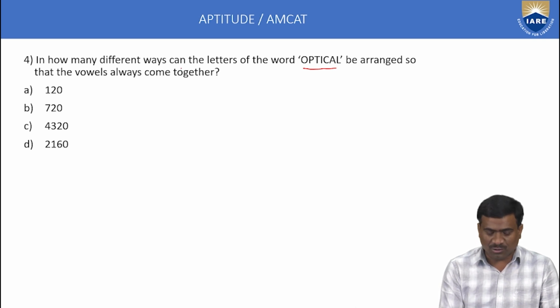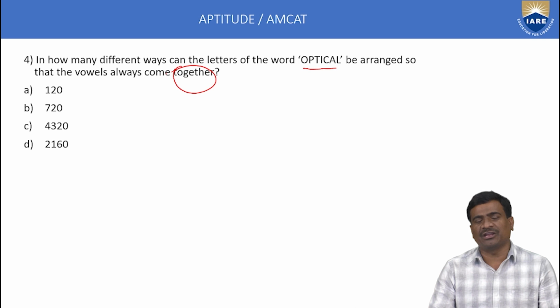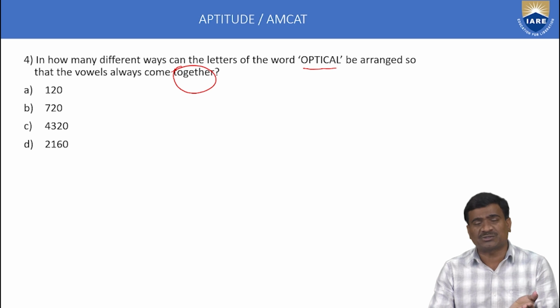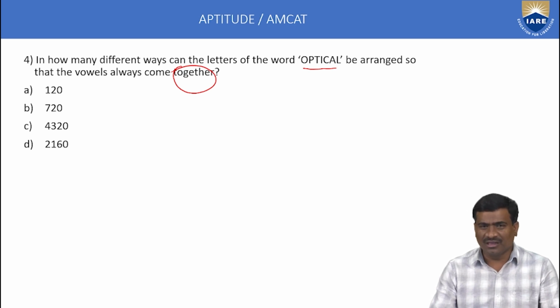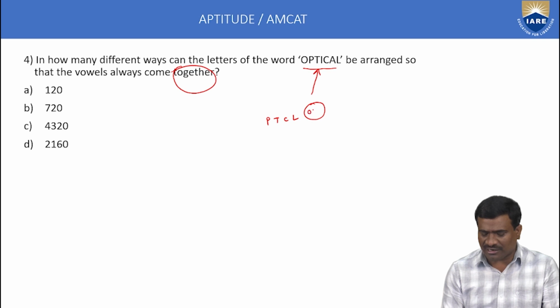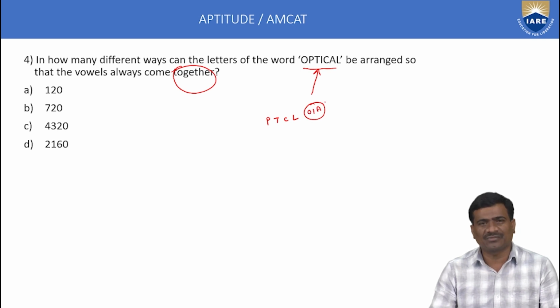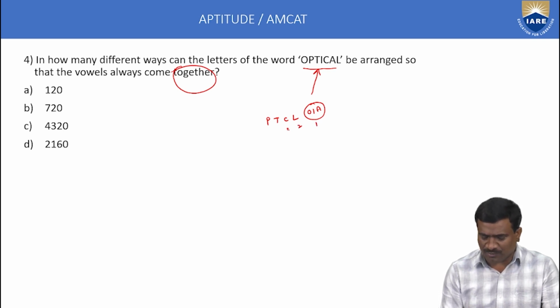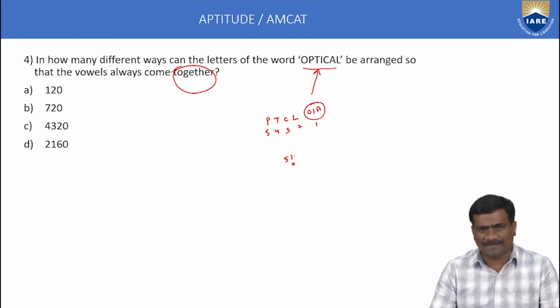Method: questions of the together type are given in the permutation concept. The event condition is always written in brackets, because together is considered as one letter. The event condition here is that the vowels always come together. Divide the word into 2 parts: the first part is the consonants, that is PTCL, and the vowels are written in brackets; the number of vowels is 3. Next, consider together as one letter. Total number of letters is 5. Arranging 5 letters is 5 factorial.